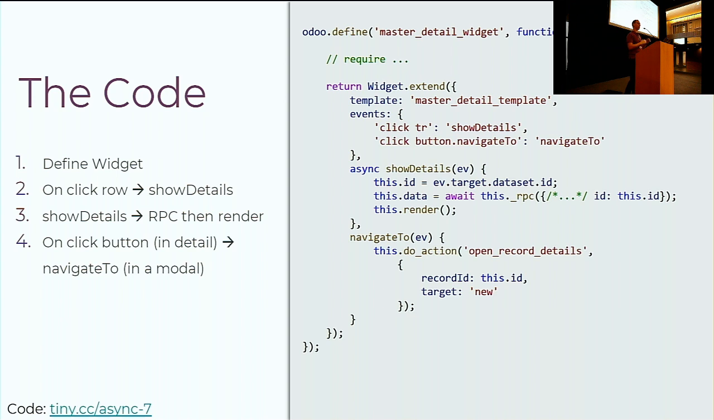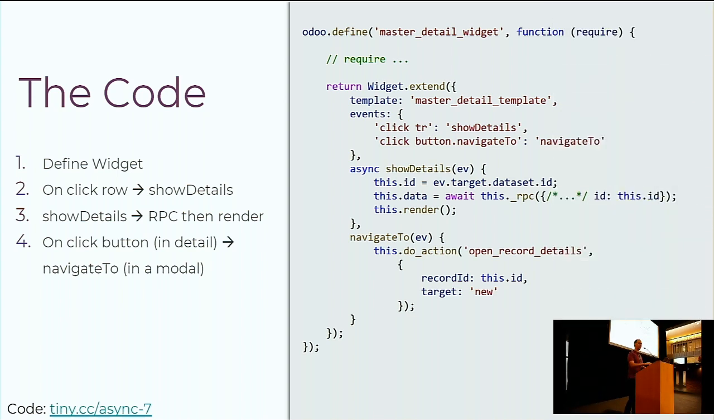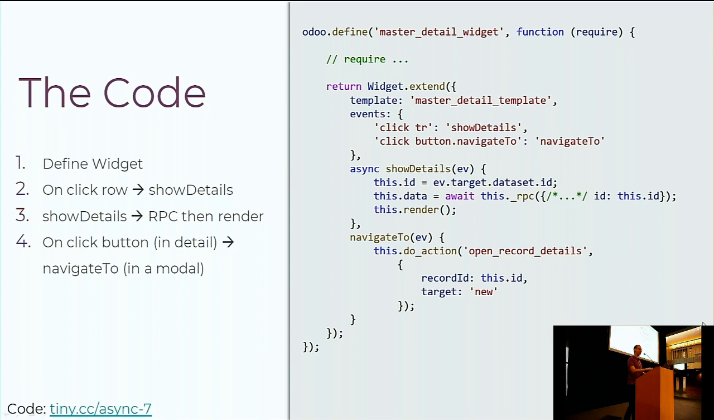So here's a shortened version of the code. As you can see, we define a widget. This one is anonymous. We have a template. It's a static template. No need to wait for something that loads it. I define 2 events on that template. If you click on a row of the table, we need to update the details on the right side. If you click on the button on the right side, it opens a new action with the details of the record in form view. So this is a shortened version of the code.